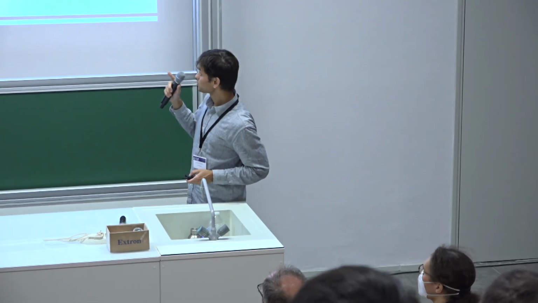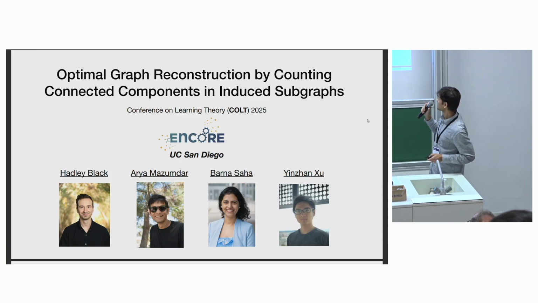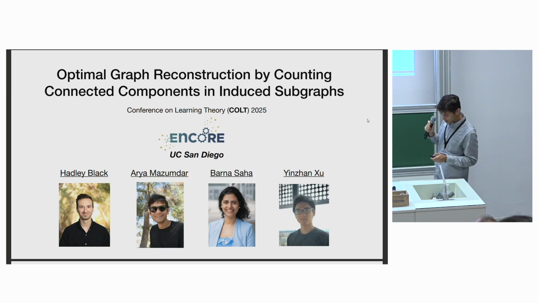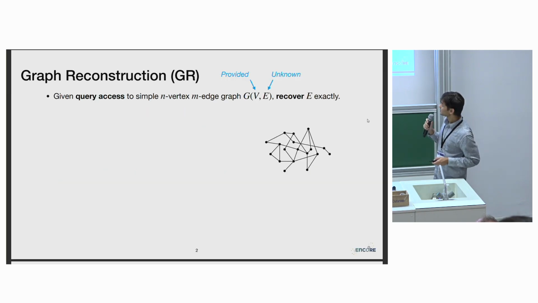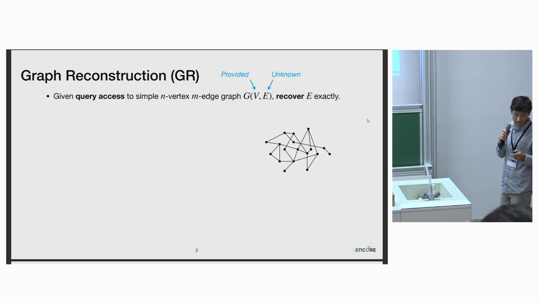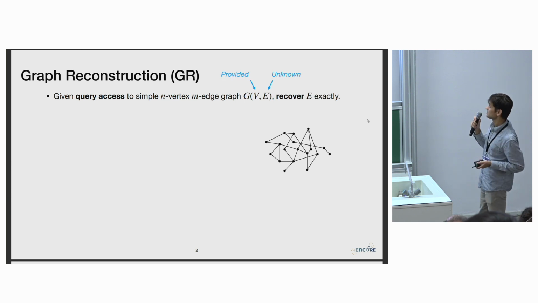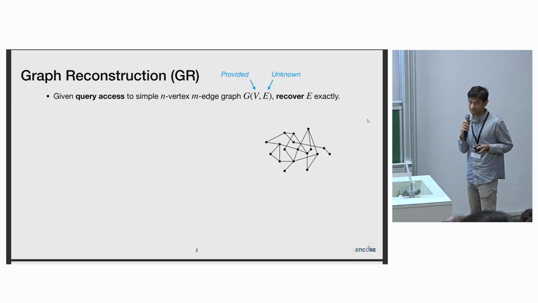Hi everyone. This is a joint work with Hadley Black, Borna Saha, and Injan Zhu. The problem over here is that of graph reconstruction. So in graph reconstruction, this is a pretty well-established area in theoretical computer science, where you are just given query access to a simple n-vertex graph.